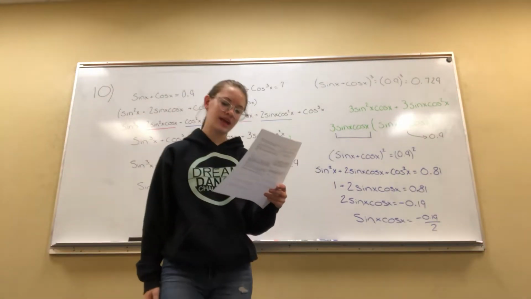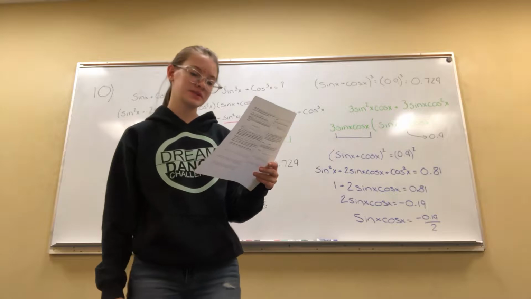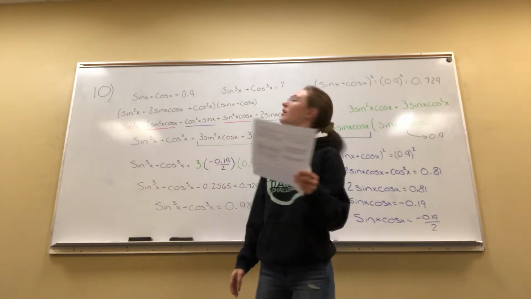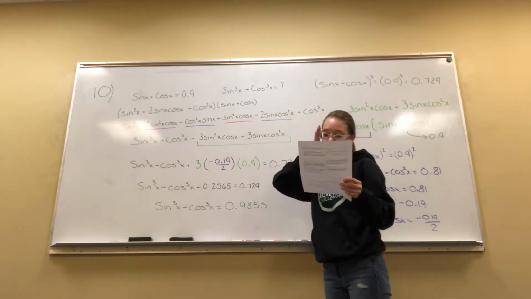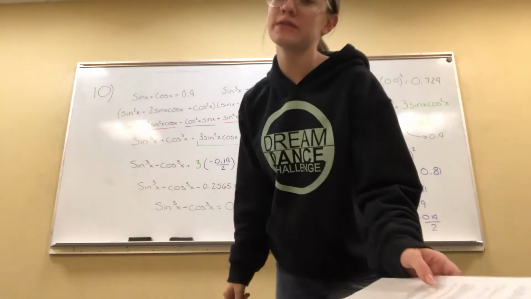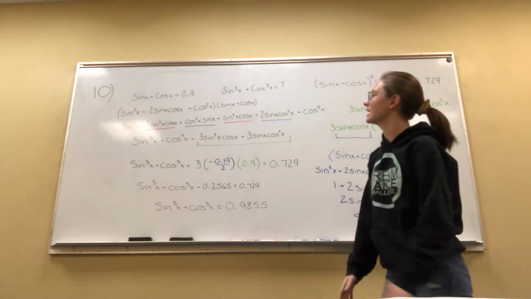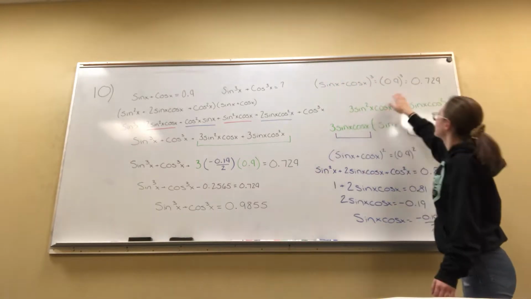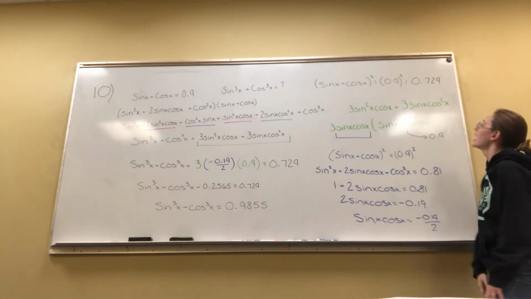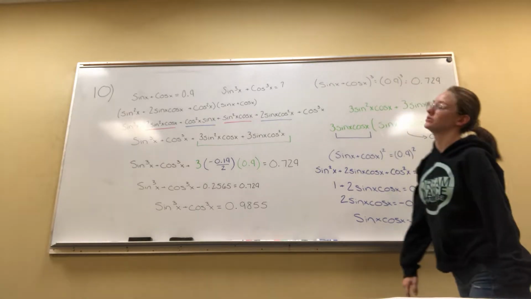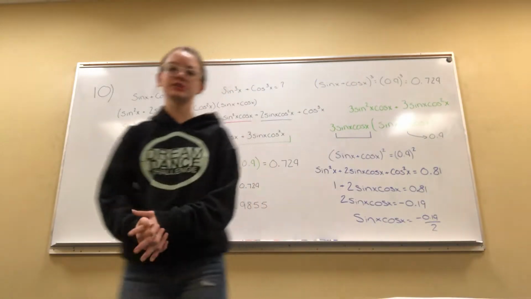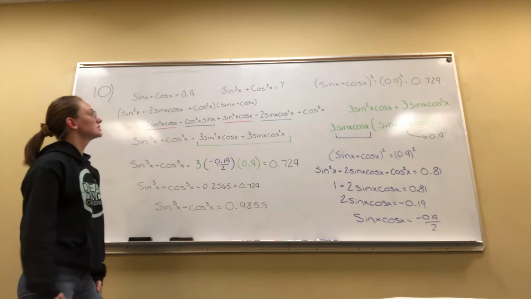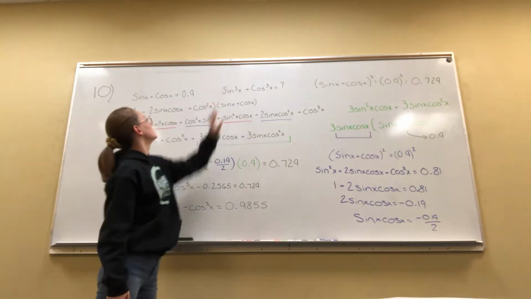This week I have problem 10, which states if sine x plus cosine x equals 0.9, what is the value of sine cubed x plus cosine cubed x? So the first thing you're going to do is take sine x plus cosine x and cube it, which means you're going to take 0.9 and cube that, and you get the value of 0.729. What you're going to do next is start to factor sine x plus cosine x to try and get it cubed.